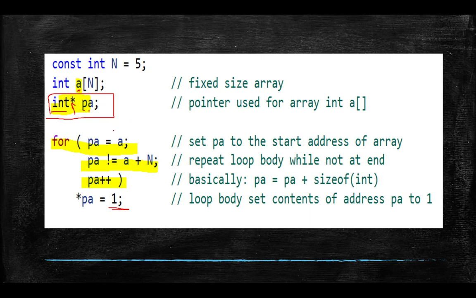So what we're going to do is, in my for loop, I'm going to have my starting point. I'm going to say, put the address of A inside PA. So now, in your mind, PA is really pointing up here.